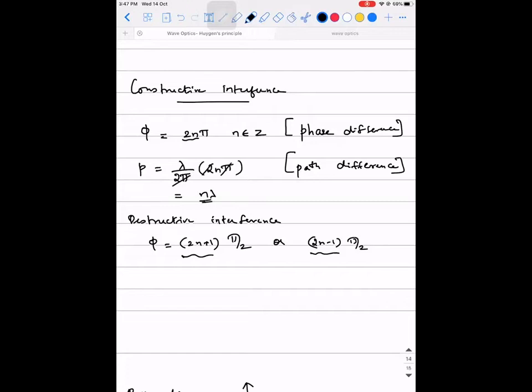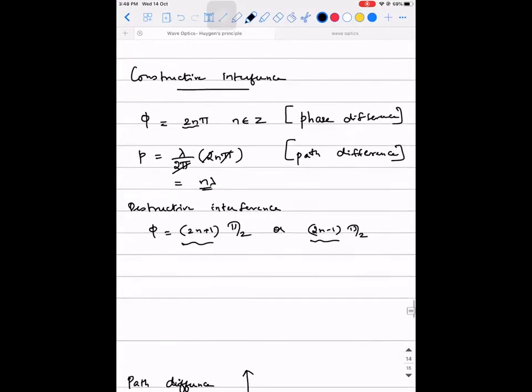That is, if two waves are meeting in such a way that the path difference between them is an integral multiple of lambda, that is 1 times lambda, 2 times lambda, something like that, then what kind of pattern can you observe on the screen? Bright spot or a dark spot? Bright spot. You will have a bright spot.